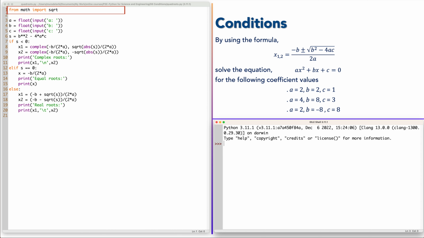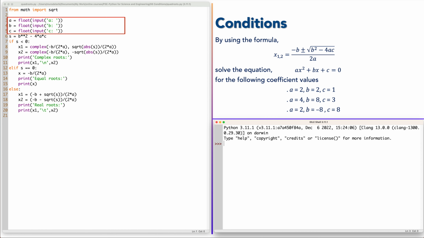So at the very beginning, we import the function square root because we need the square root function for this code. And usually all import statements are set at the top of the script or the script file.